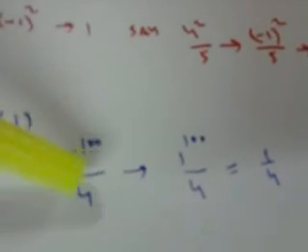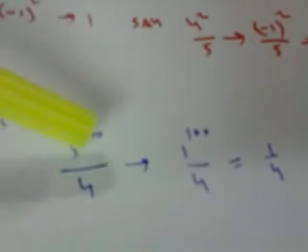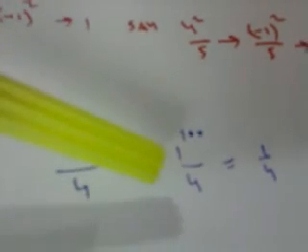Say for example 5 to the power 100 divided by 4. 5 by 4, remainder is 1. So this sum reduces to 1 to the power 100 by 4, that is 1 by 4. So the remainder is 1.